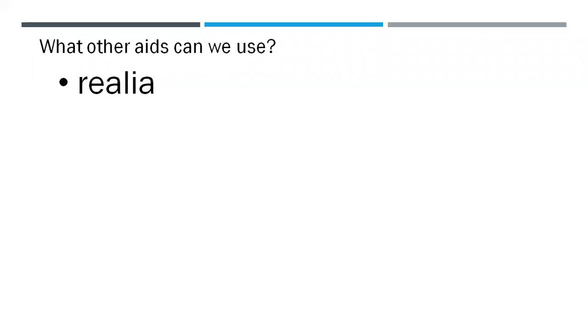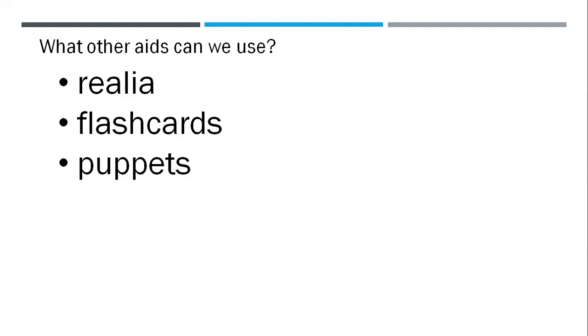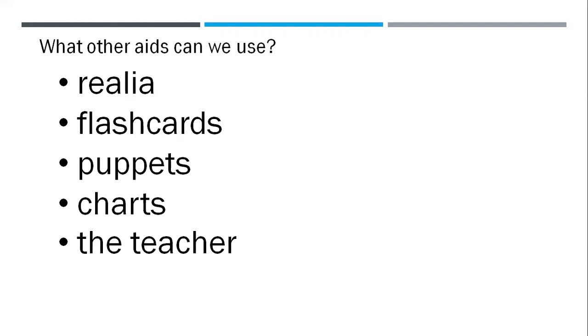So what other aids can we use? We have already mentioned Realia, right? So we have mentioned flashcards and puppets, right? And we have also mentioned the charts that you can use in your classroom. So the charts are the diagrams that show information, right? And we have mentioned the teacher.